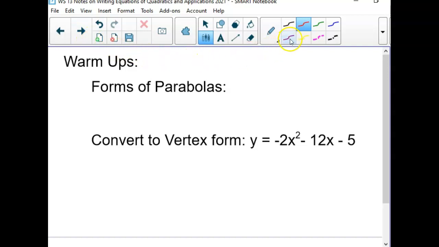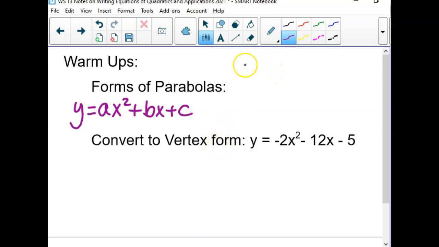Warm up. Can anybody remember any of the forms of parabola from last week? Anybody quote me vertex form or even standard form? Standard form is easy. Ax squared plus bx plus c, okay?